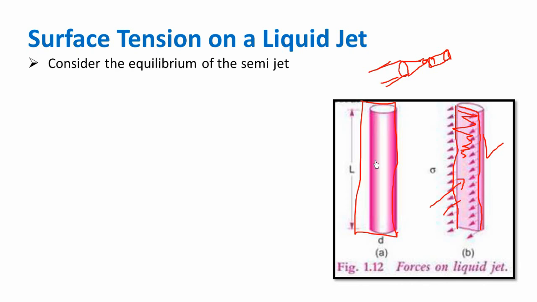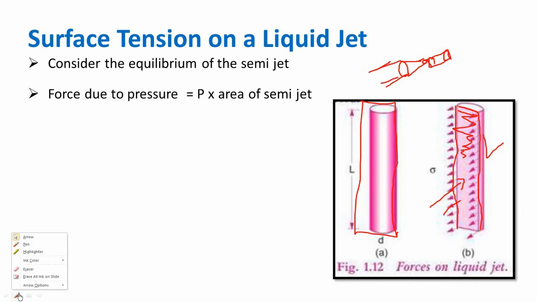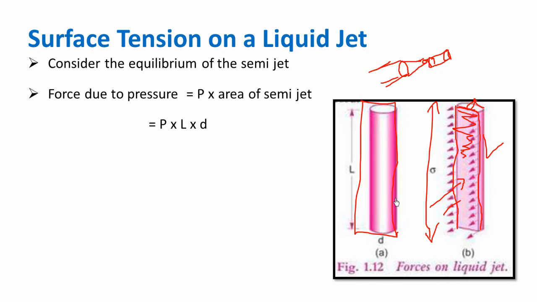So we will write, considering the equilibrium of the semi-jet, the force due to pressure. We already said the pressure is acting at this surface. So this area we know: pressure P into area of the semi-jet. This is the D and this is the L length. So we will write area D into L. That is the pressure force, P into L into D.